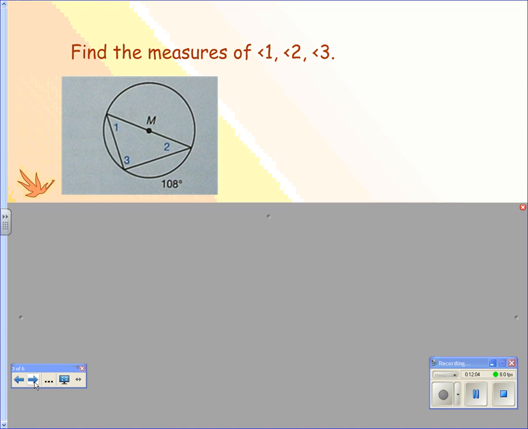A lot of dealing with circles, you have to make triangles. Like when we did the chords, finding the distance from the circle, we made triangles, right? A lot of times you're going to be dealing with triangles when you have circles, okay?